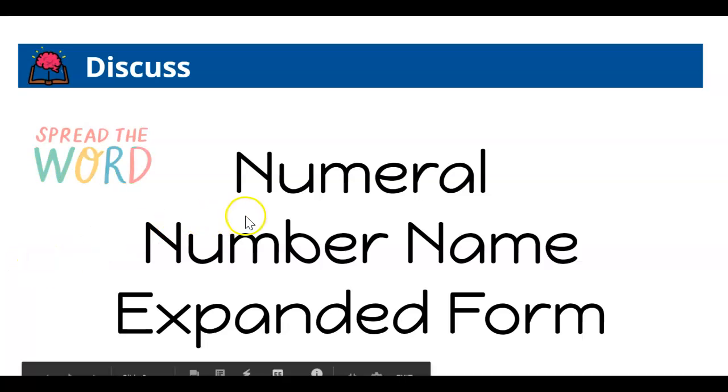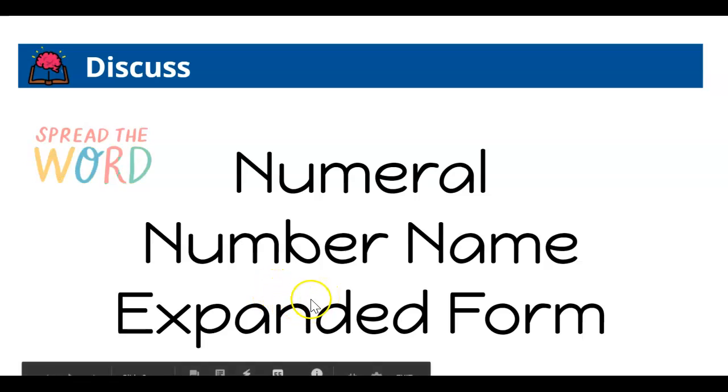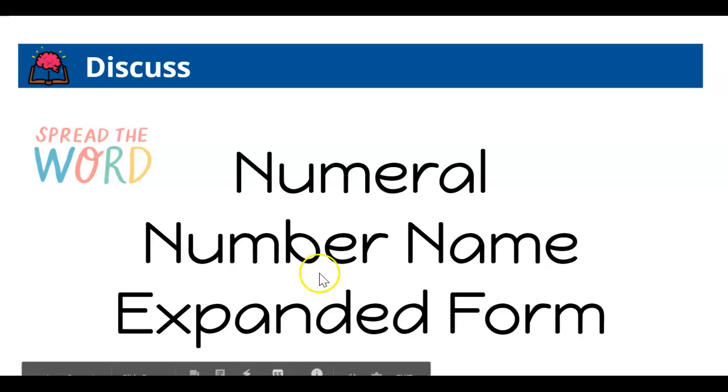We've discussed the terms numeral, the numeral name, and expanded form. So when we say numeral, we mean the actual number digits. The number digits you would write down like the number 1, 2, 3, and so forth. So for the number name, that is the name of that number written in a word form. And the expanded form is when we break apart the number by place value. So you break it apart by place value, such as 2 hundreds, 3 tens, and 2 ones.